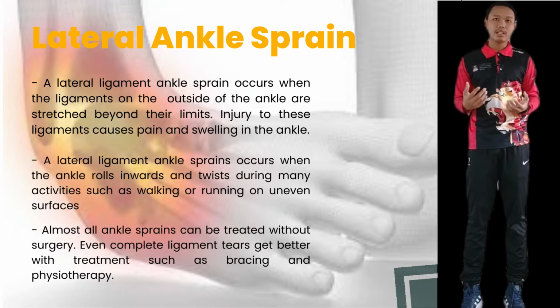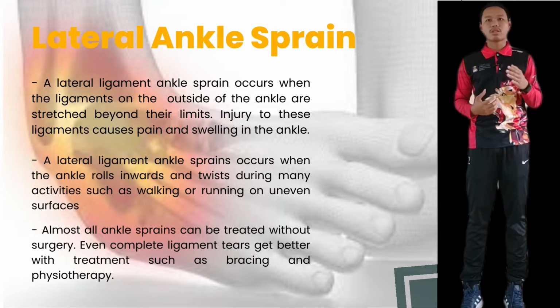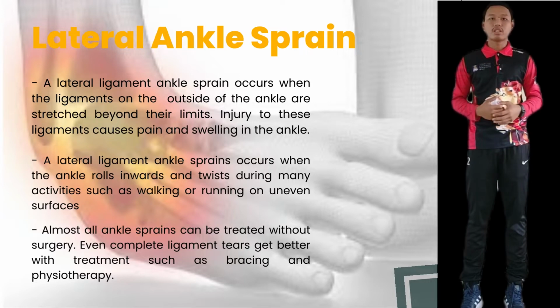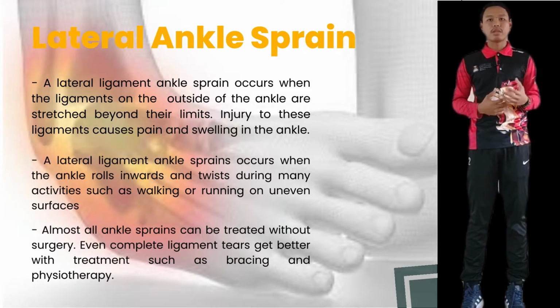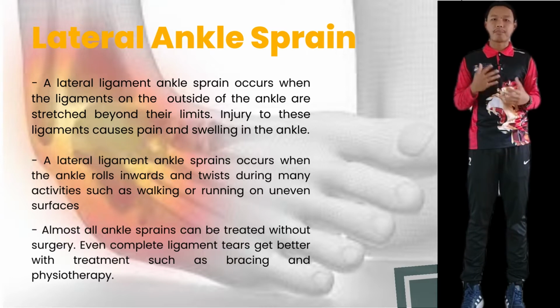A lateral ankle sprain occurs when the ankle rolls inwards or twists. Generally, your ankle twists during many activities such as walking, running, or even on uneven surfaces, or playing sports involving change of direction or an unexpected fall. Almost all ankle sprains can be treated without surgery. Even complete ligament tears get better with treatment such as bracing and physiotherapy.